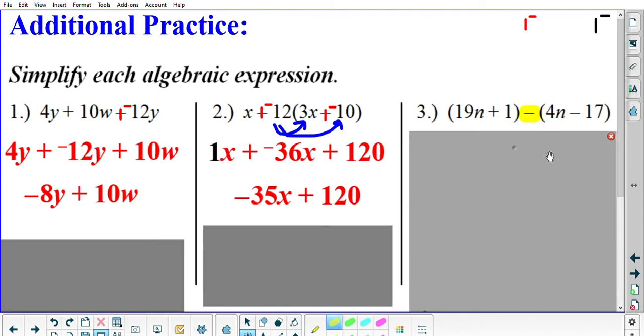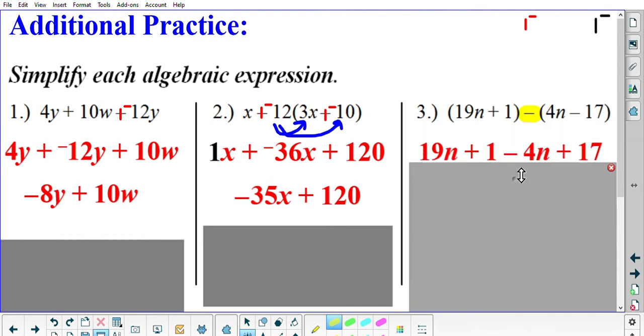Or did you want to make the minus become adding the opposite and then distribute the negative? It really will do the exact same thing, whichever way you decided to do that. So a negative times a positive would give you a negative 4n. A negative times a negative 17 would make it plus 17.